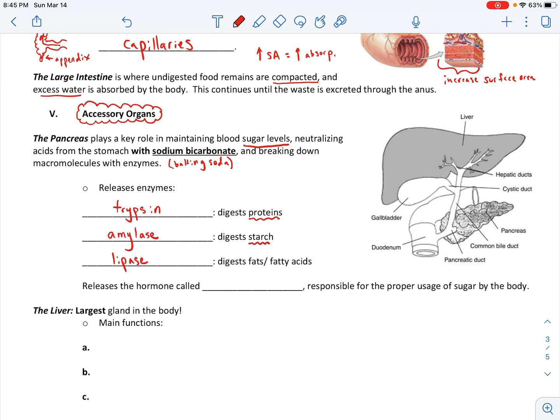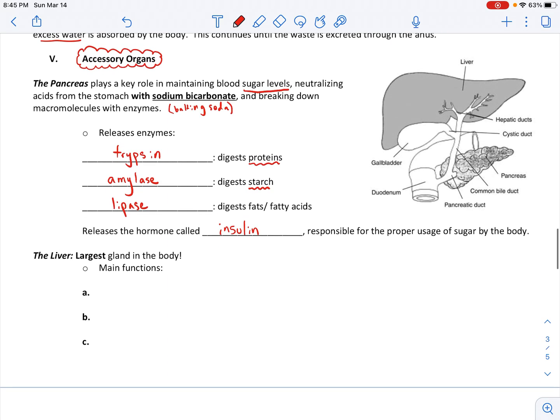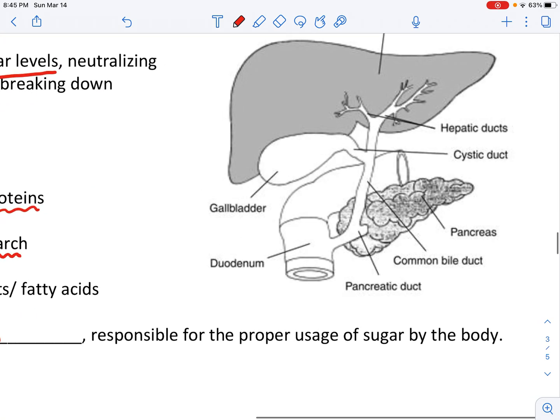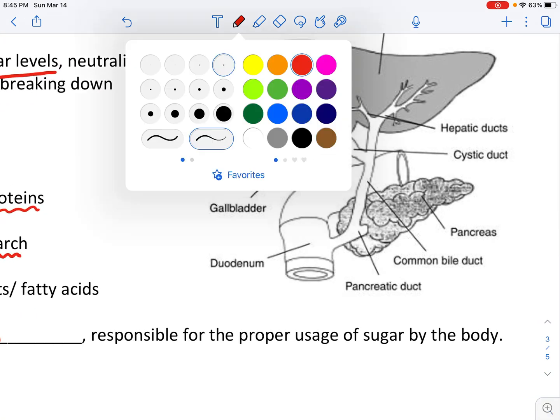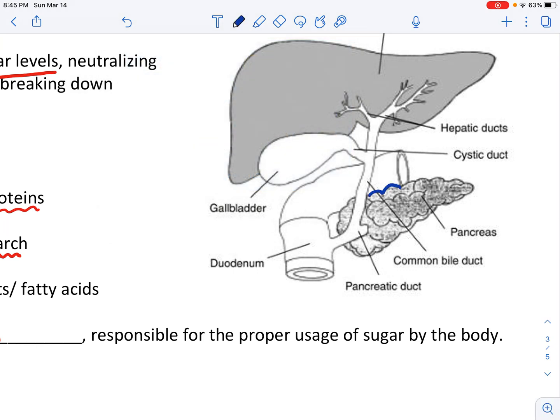It also makes insulin. And insulin is a hormone that is responsible for maintaining the proper blood sugar levels in the body. The pancreas is shown in the picture off to the right. I'm going to just change the color here, and I'm going to outline it in blue.